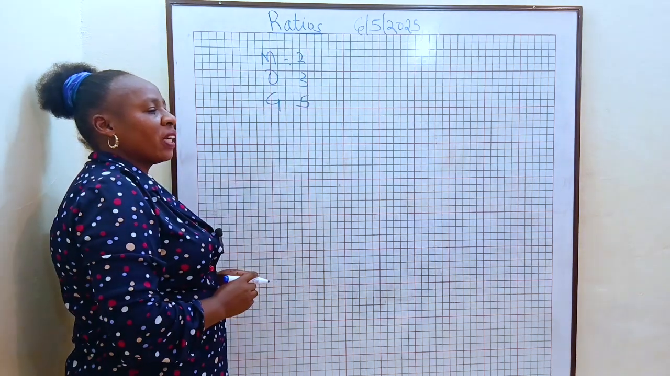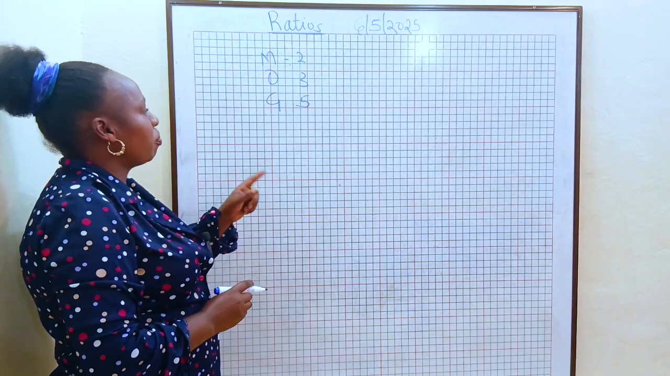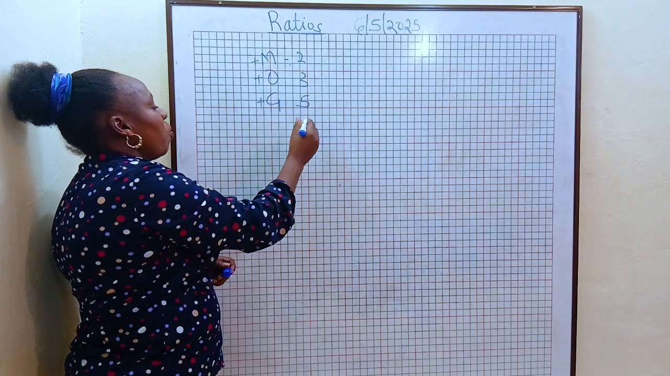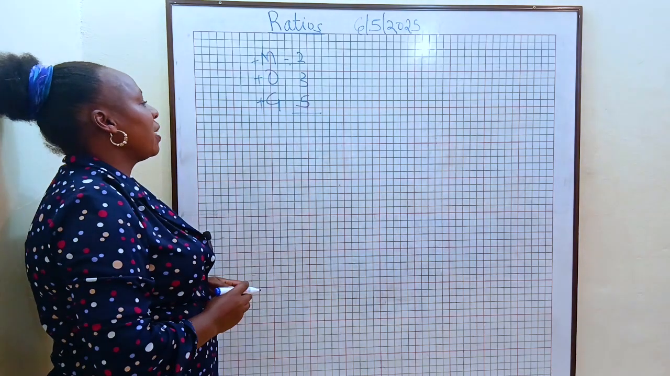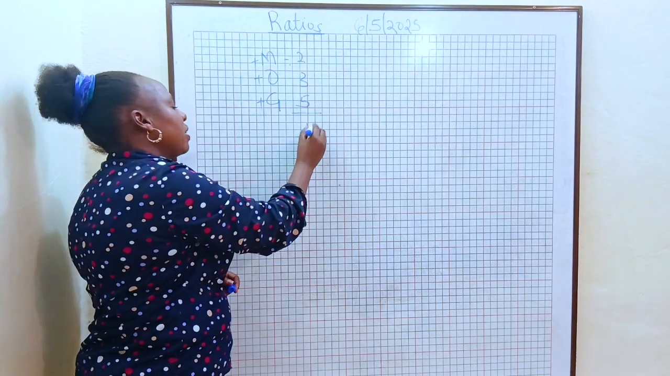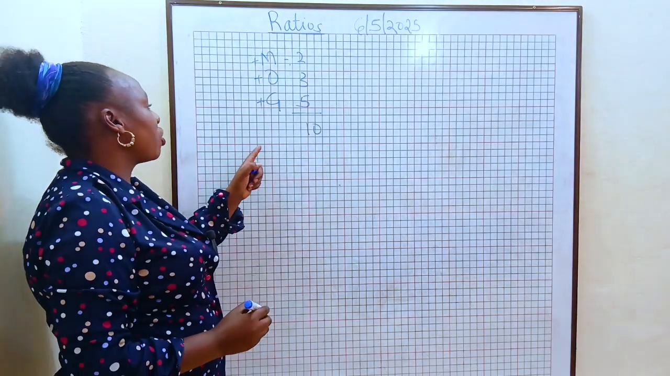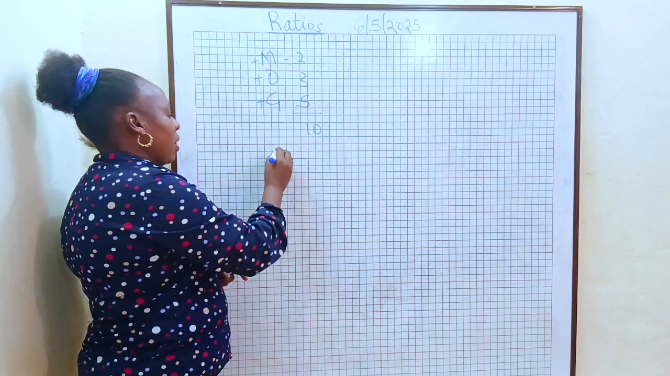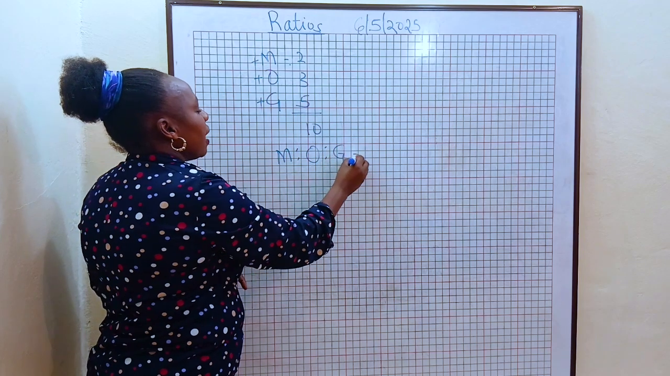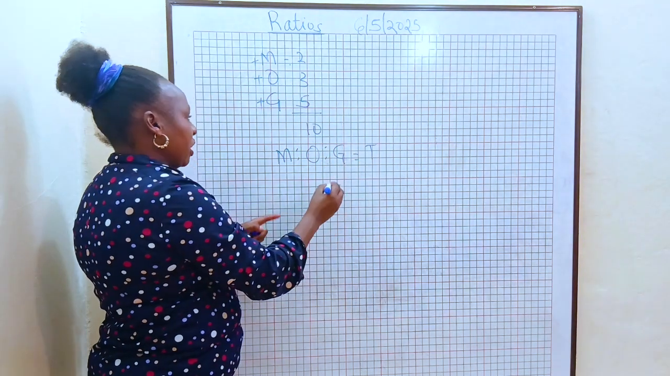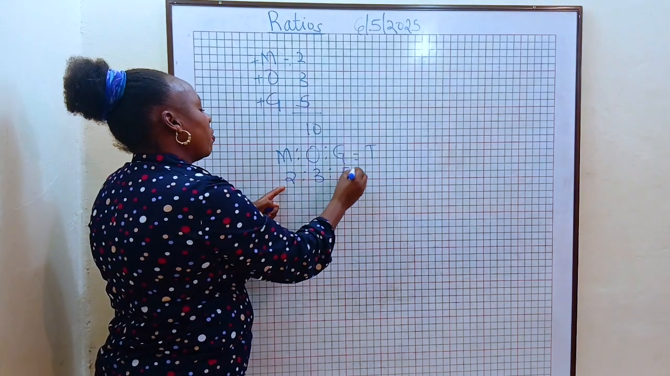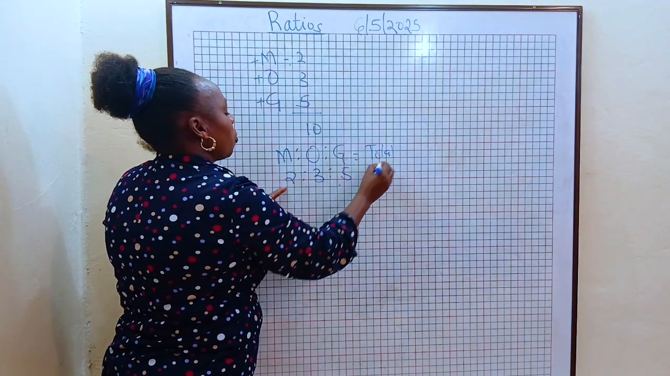We can also get the total number of fruits in this basket by adding the mangoes, the oranges, and the guavas. When we add the ratio, it will give us 2 plus 3, that is 5, plus 5, you get 10. We can also form another ratio here and say that mangoes to oranges to guavas, 2 is to 3 is to 5, give us a total of 10.